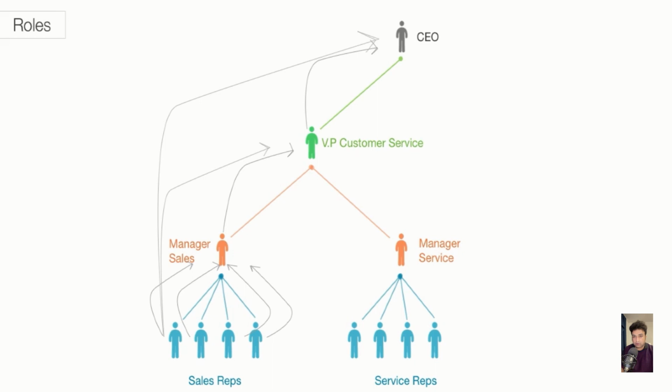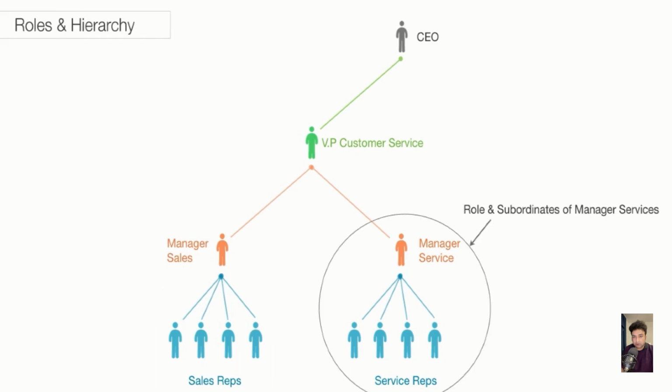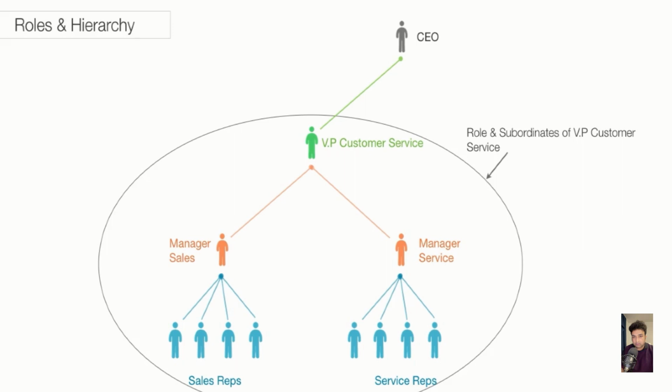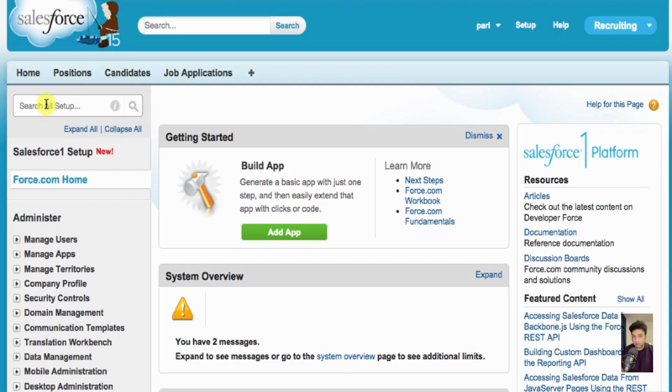Once you define roles and hierarchy within Salesforce, all the records that are accessible by the sales reps can also be accessed by the sales manager, VP, and the CEO. If the sales rep has ownership level of access to a record, then the manager, VP, and the CEO also inherit ownership level of access to that record. Role and subordinates of the manager services implies it would be the manager services and all the users below in the hierarchy. Role and subordinates of the VP implies it would be the VP and all users below in the hierarchy. Let's create roles and define hierarchy.